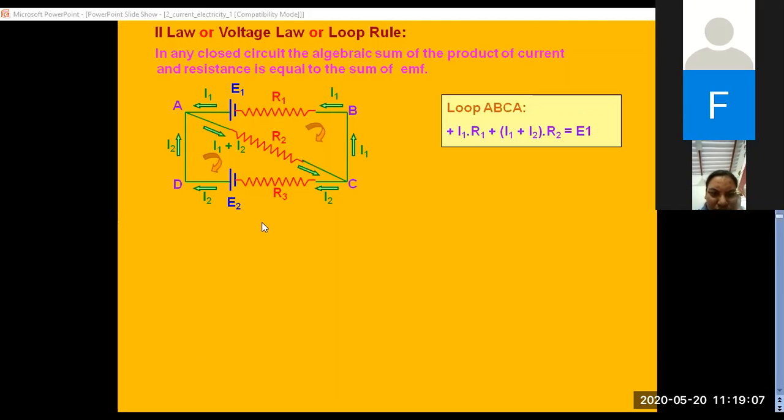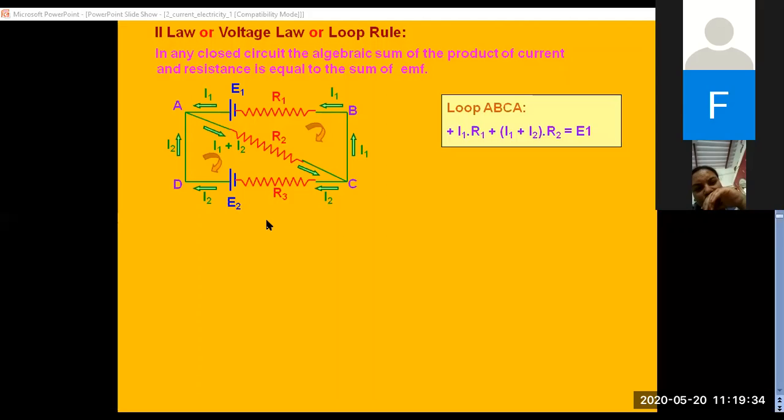This is your law. I'll put it in a nutshell. The product of current and resistance should be equal to the EMF. That is the second law. Conditions are there: the circuit should be closed. In any closed circuit, the algebraic sum of the product of current and resistance should be equal to the sum of the EMF. So these are the two laws to learn.